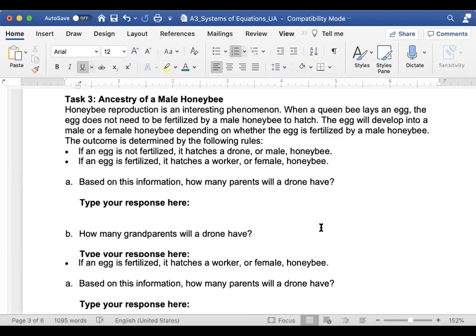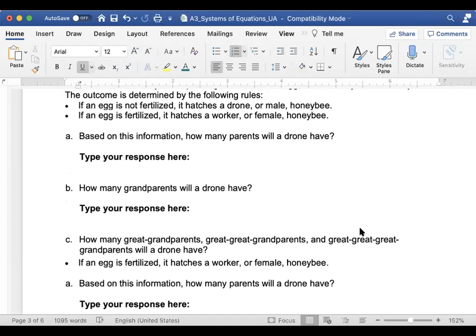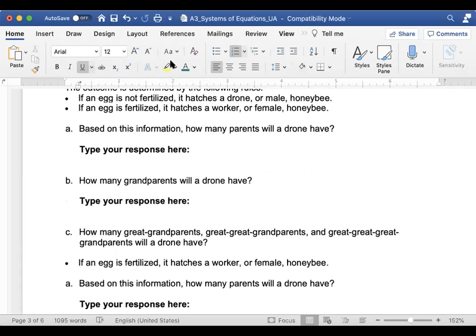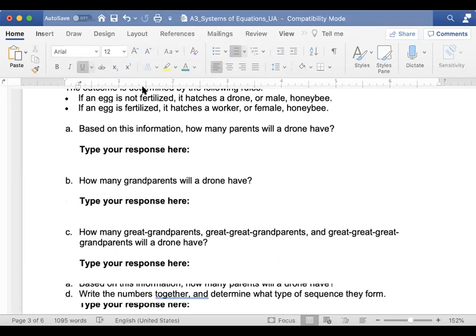So based on the information, how many parents will a drone have? Well, if it's not fertilized, it's a drone. So that would only have 1 parent. How many grandparents? Okay, so I gotta scroll up a little bit. A drone will only have 1 parent because it's not fertilized. How many grandparents will a drone have?